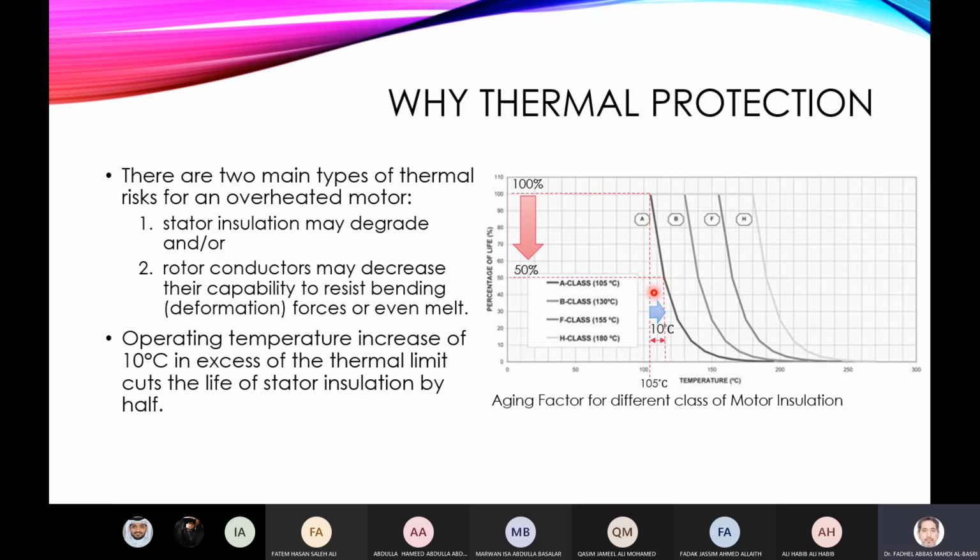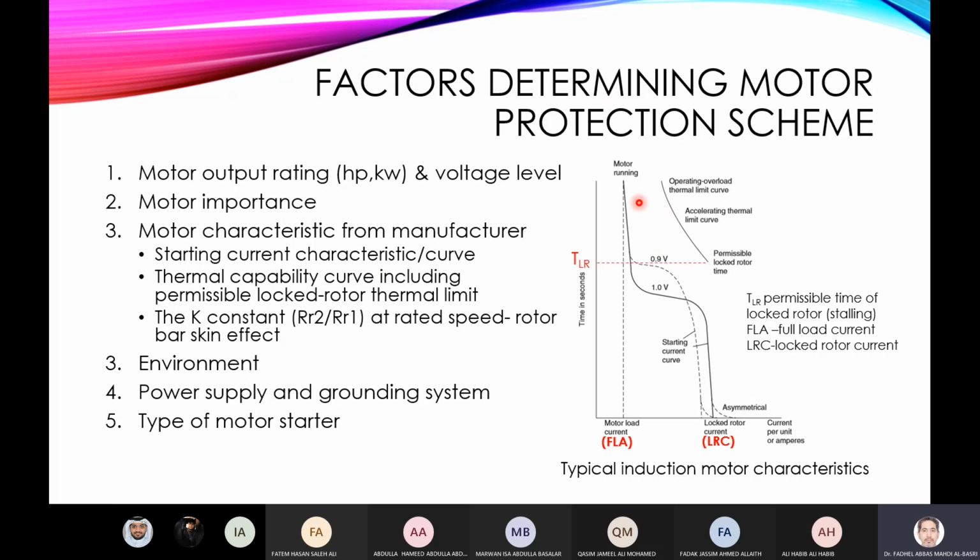But if you increase the temperature by 10 degrees, from 105 to 115, you will see the life is reduced to 50%. That's why thermal protection is very important for motors. I'll show you now how we provide this. I will come to the thermal protection.